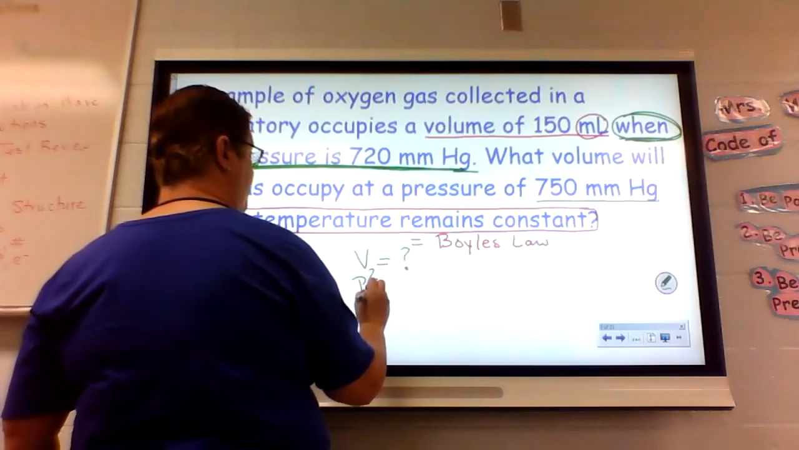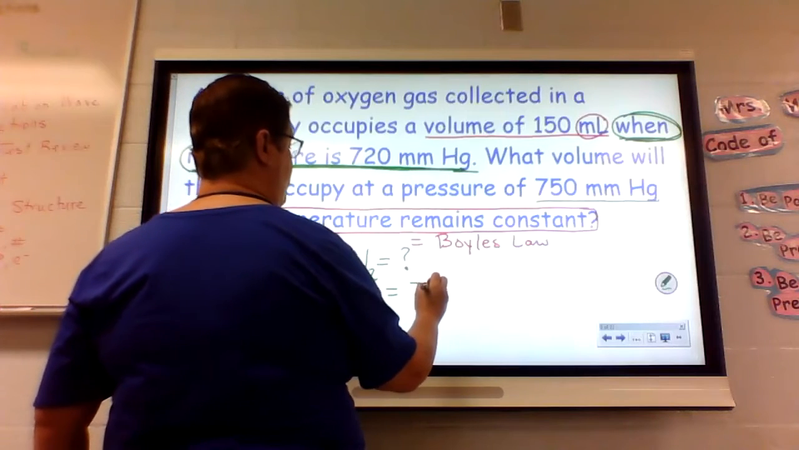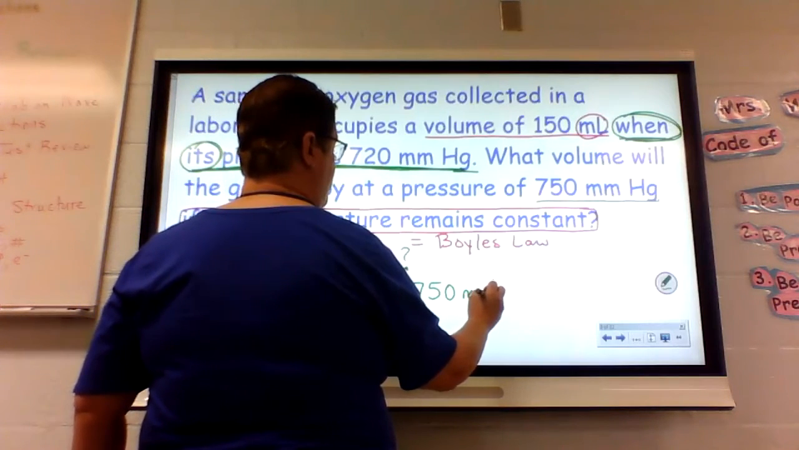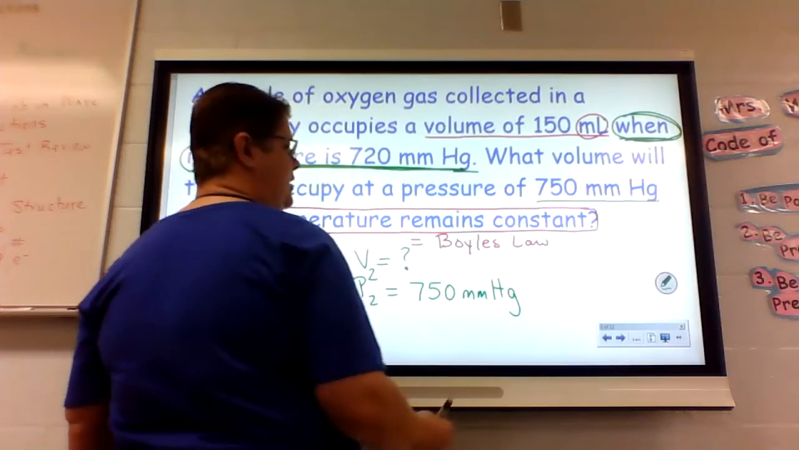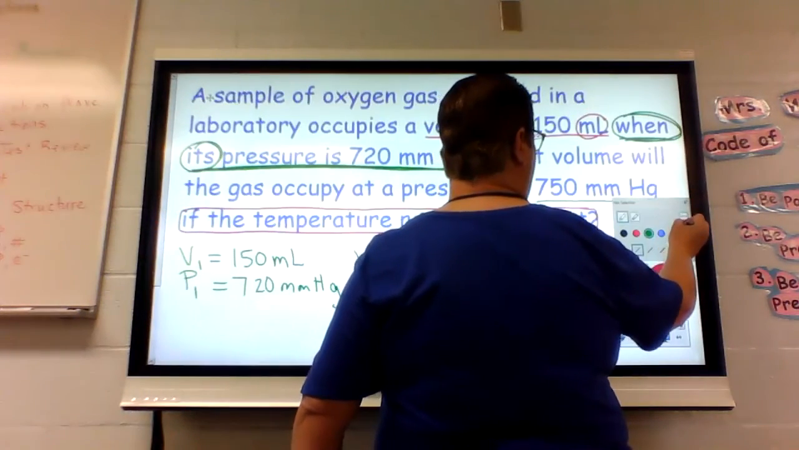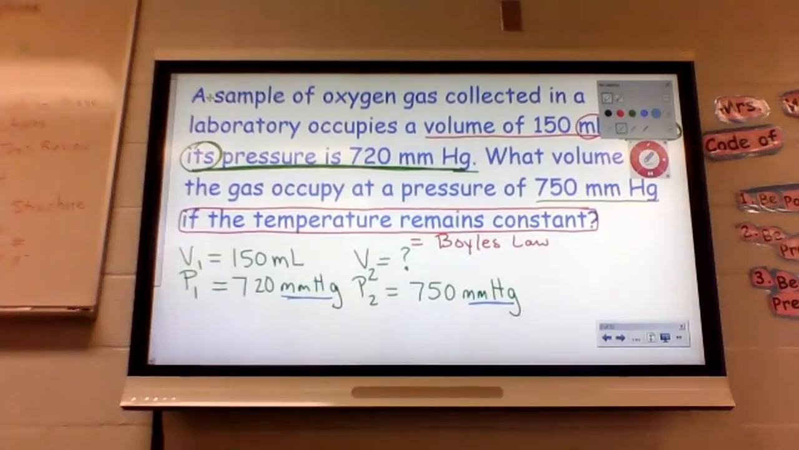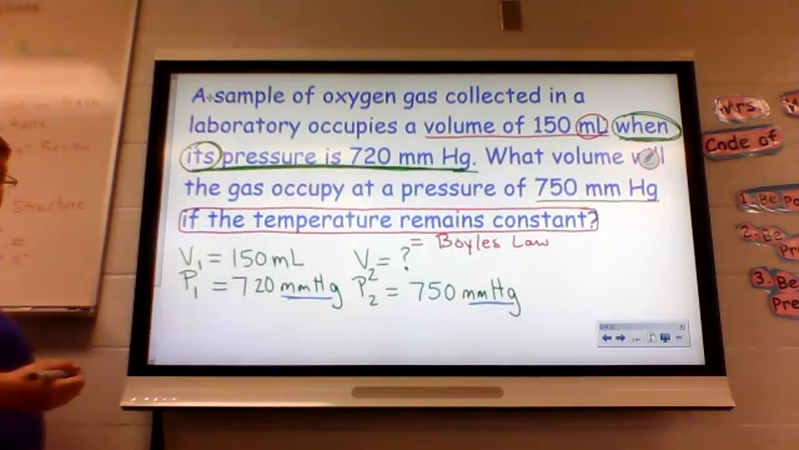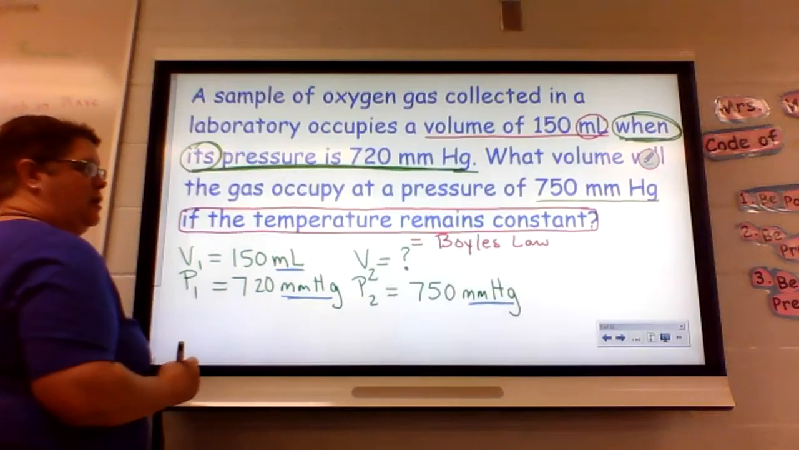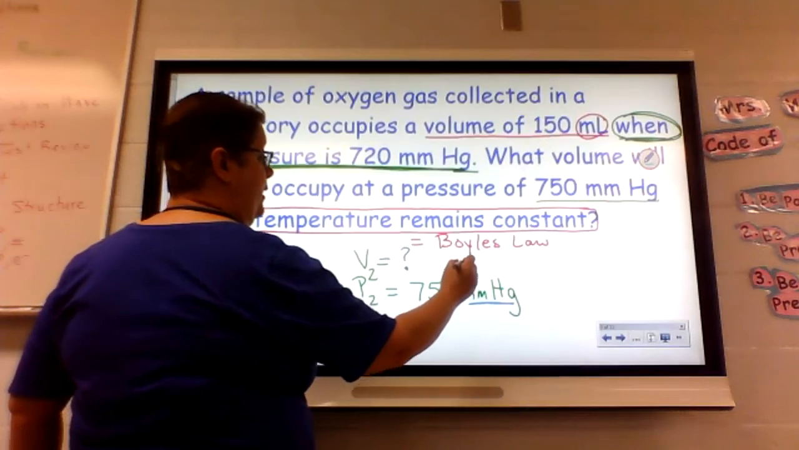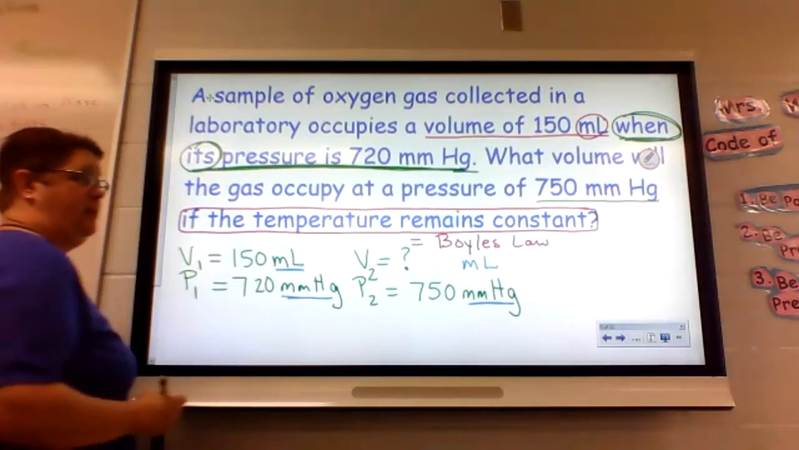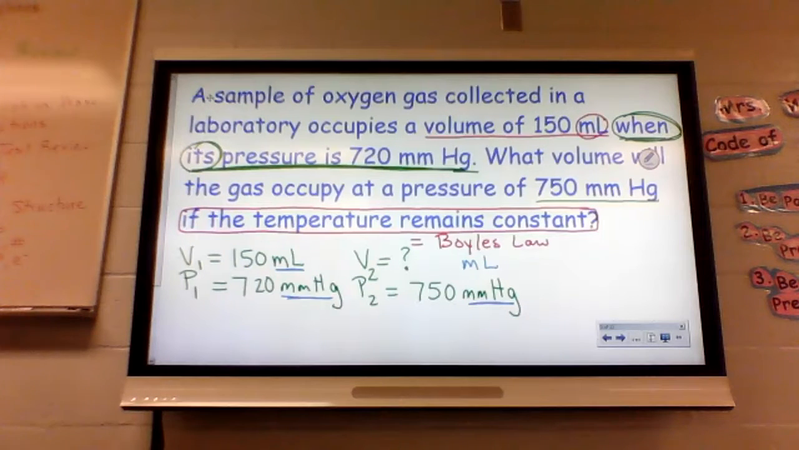750. So I'm looking for P2 to be 750 mmHg because that's what they gave me. Now, that stuff that I gave you a second ago about it has to match. Convert if those two things match. No. So if they have to match, V1 is milliliters. So what does that mean V2 is going to turn out to be? That means my answer is going to turn out to be in milliliters. So if my question said what volume in liters, what would I have to do at the end? I'd convert. Does it say that? No. It just says what volume. So all I need to do is find my volume, and it's going to turn out to be in what unit?